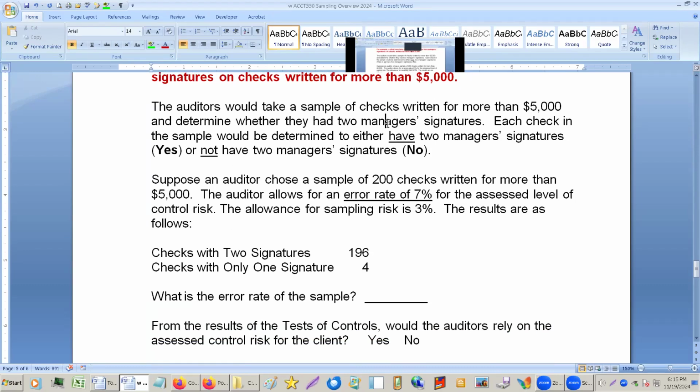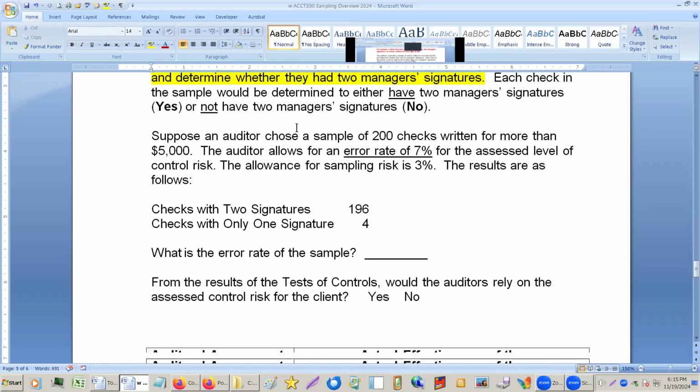Okay, so the sample of checks written for more than $5,000: determine where they had two manager signatures. We're going to take a sample of checks and say, if it's for more than $5,000, it needs to have two signatures. So determine that the checks have two manager signatures. That would be a yes: do they have two manager signatures on it? Or is there just one? That would be a no. So it's a yes or no, kind of like flipping a coin.